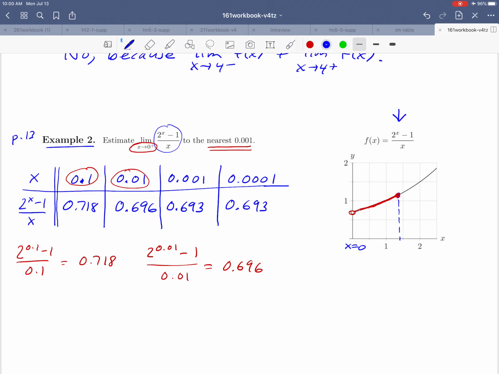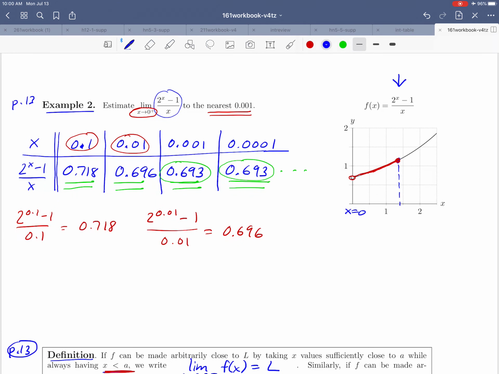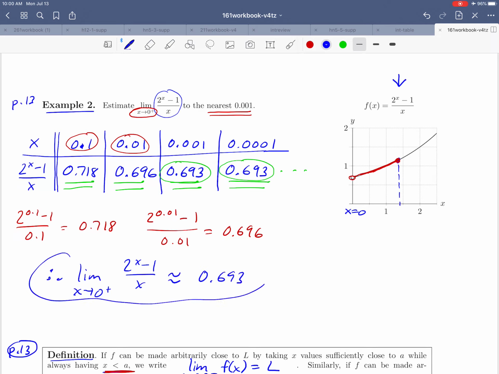Okay, so how do we read this table then? Well, the question you want to ask yourself is, what do these numbers approach? 0.718, 0.696, 0.693, 0.693. If we kept going and rounding off to 3 decimal places, the fact that these two numbers repeated tells us that we're probably going to keep getting 0.693 over and over again, and so therefore that would be our best estimate of what this limit is. So the limit as x goes to 0 from the right of our function is approximately 0.693. Okay, and there's our answer.